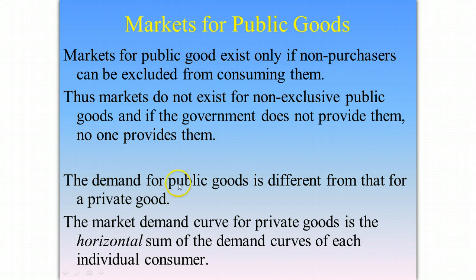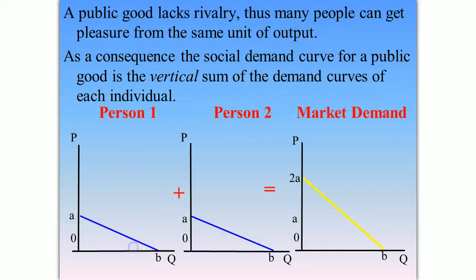I should know. The demand for public goods is different from that for a private good. So the market for a private good, the demand is horizontal. We add up the quantities. If there are more people wanting to use apples, we need more apples. So the quantity in our supply and demand graphs tends to be along the horizontal axis. So if quantity is going to increase, the units must increase.